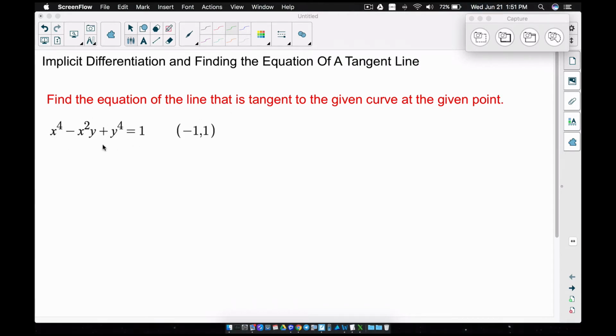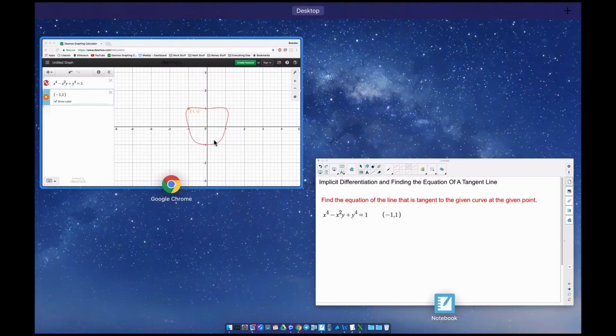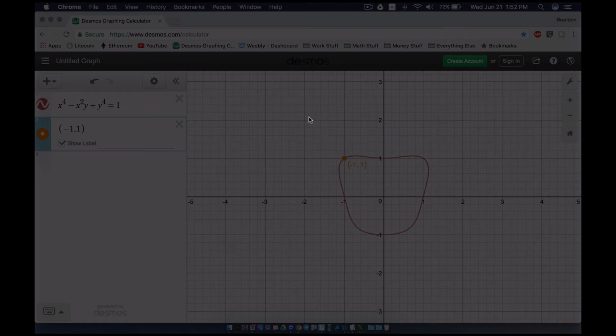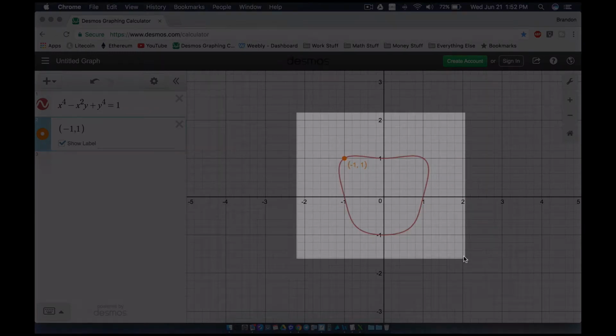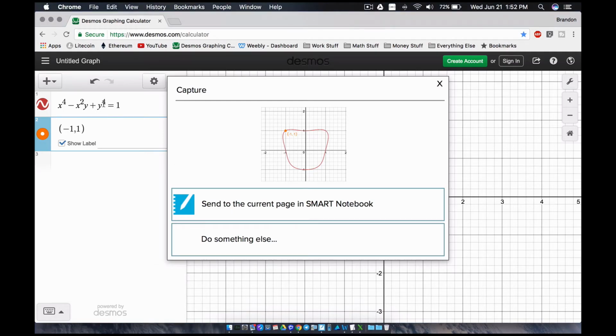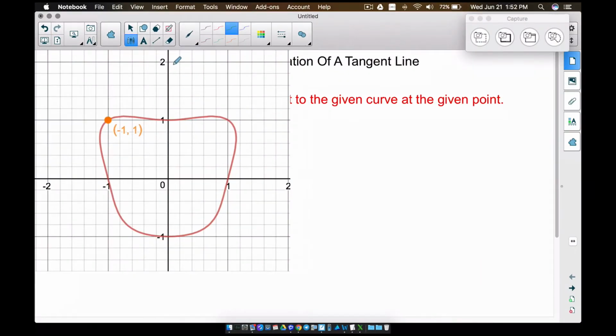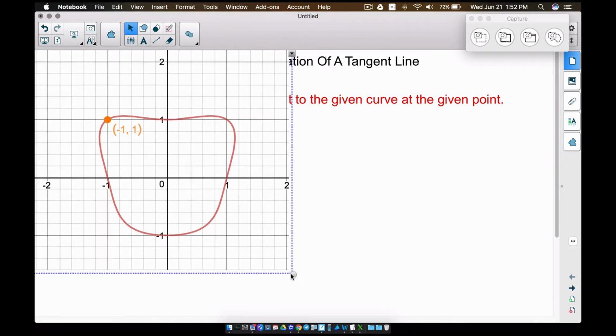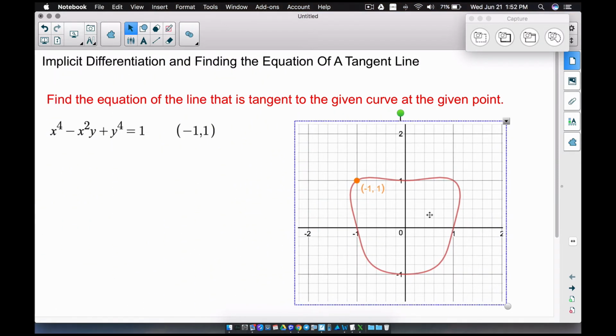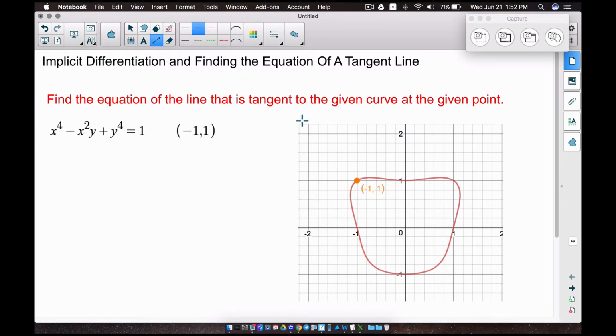So here's our curve, and I'm going to show you that curve right here in a second, and here's our point. So over in Desmos I have that stuff typed in, and here's the curve. This x to the fourth minus x squared y plus y to the fourth is equal to 1. So I'm just going to send that on over here. And what we want to find here is a line that is tangent to this curve that passes through this point, negative 1, 1. So we're looking for this line roughly somewhere like this, give or take a little bit. But that's what we're trying to find, okay?